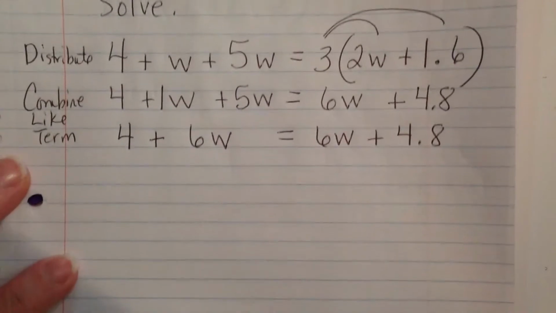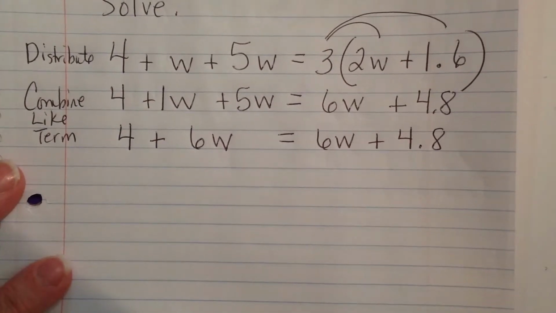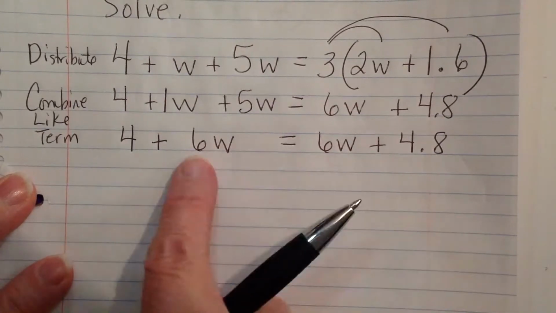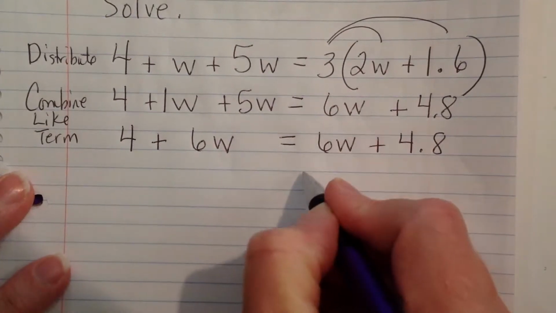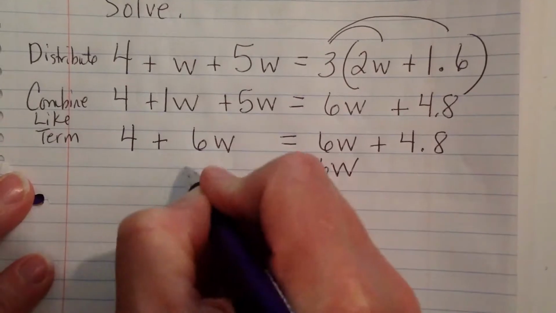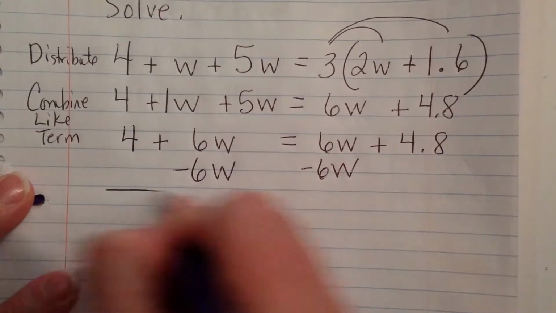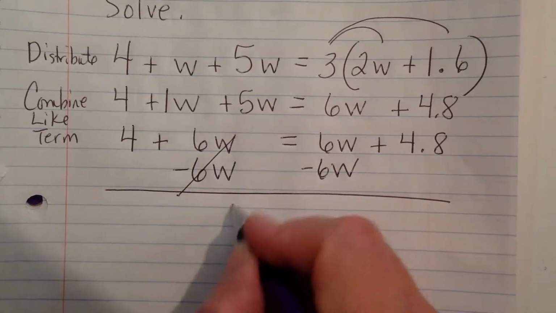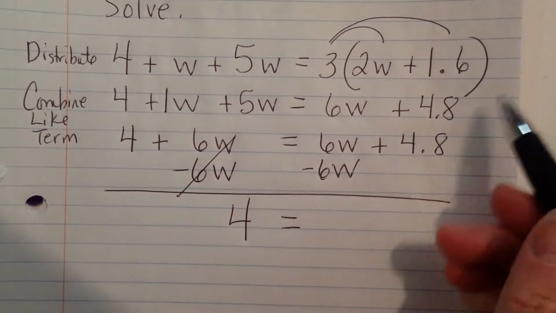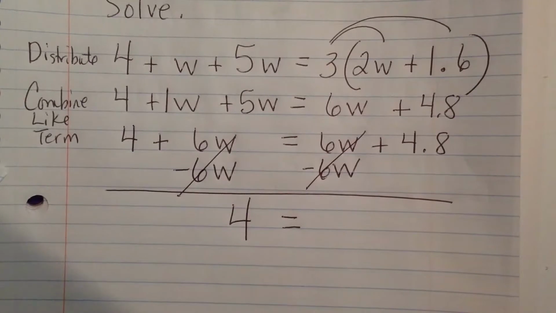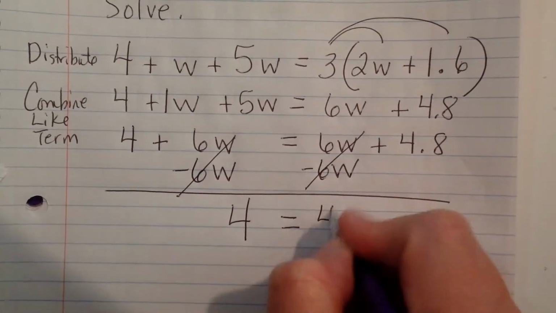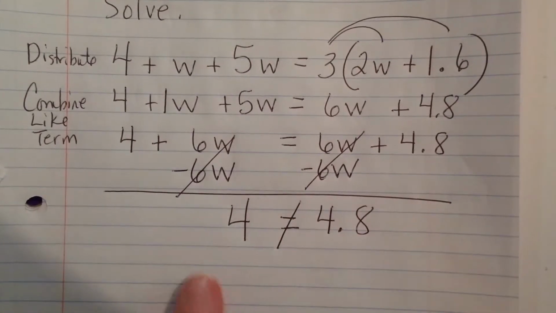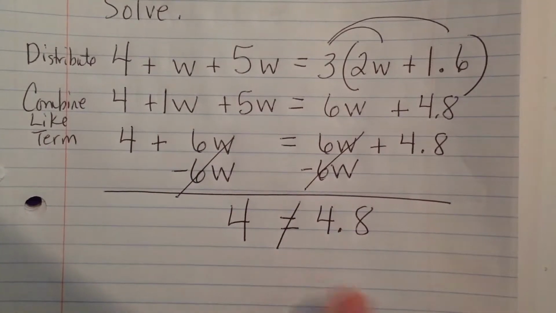So now let's solve for the variable. We want to get the variable on one side by itself. Since I have variables on both sides, I'm going to move the one from the right-hand side by subtracting 6w from both sides. The 6w's cancel on the left, leaving 4 equals 2. The 6w's also cancel on the right, leaving 4.8. These two numbers do not equal. 4 does not equal 4.8.